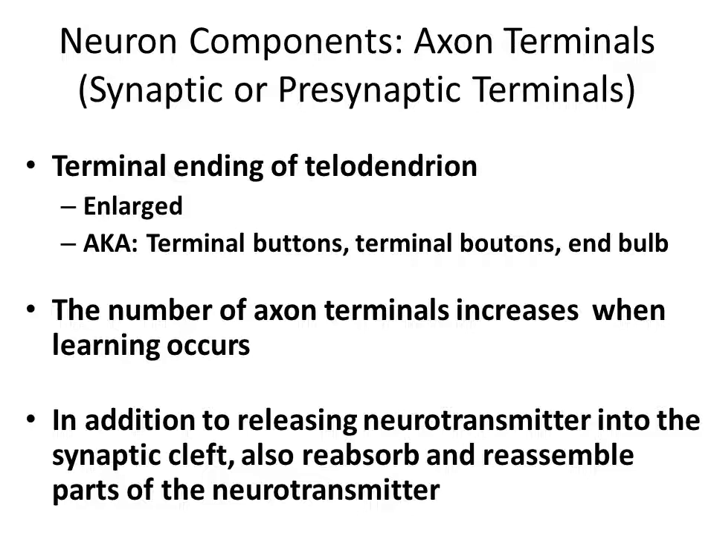In addition to releasing the neurotransmitter into that little gap, the synaptic cleft, axon terminals can also reabsorb excessive neurotransmitter and break it down and reassemble it. So certain types of neurotransmitters, as I mentioned, can be produced in the axon terminal. Our larger ones, our proteins and our peptides and some of the bigger molecules, can only be produced in the soma and have to be transported by axoplasmic anterograde transport to the terminal.